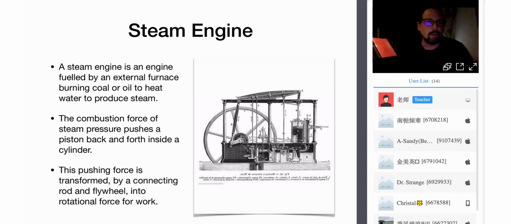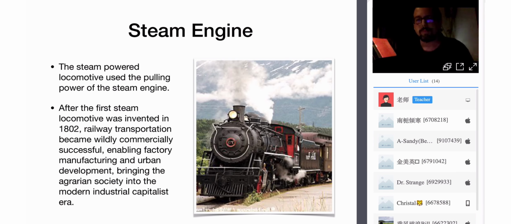The force of steam pressure pushes a piston back and forth inside a cylinder. The steam pushes the piston, and the piston is connected by a rod and a flywheel, converting the back and forth motion into rotational force, which can then move other wheels and levers and machines and so on.